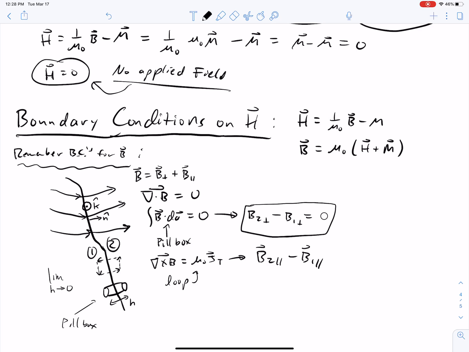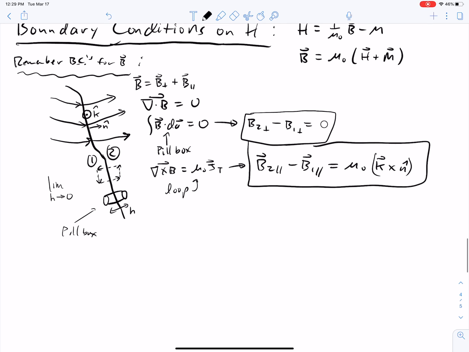Well, actually, let's get rid of those. That is equal to mu naught K. All right, so that was easy to derive using the loop. But then when we look hard at the directions, we see that turning this into a vector equation, it's actually mu naught K cross n hat. And you can get that just by looking at the directions. So this is what we did last time. That's just review. But now we're going to do the same thing for H.